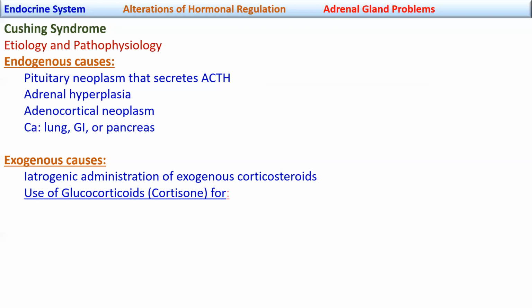However, the exogenous cause is iatrogenic, which means something that has been caused to the patient because of medical intervention. So the iatrogenic administration of exogenous corticosteroids, in patients who receive cortisone or steroids long-term, like patients with asthma exacerbation, COPD, autoimmune disease, or organ transplant, where patients should be on immunosuppressant agents lifelong, and also cancer chemotherapy, allergies, and chronic fibroses. All of these require that the patient be on long-term corticosteroids or steroids.